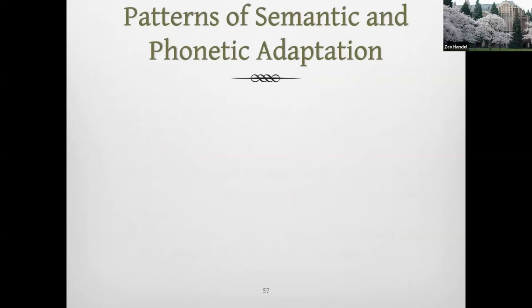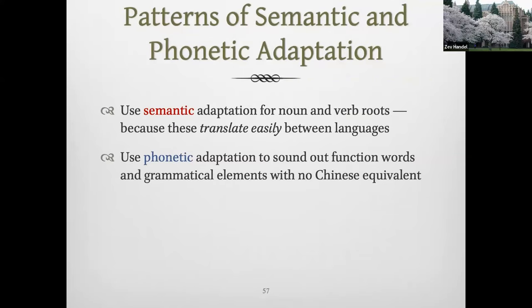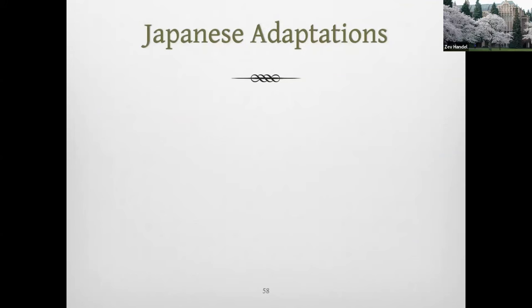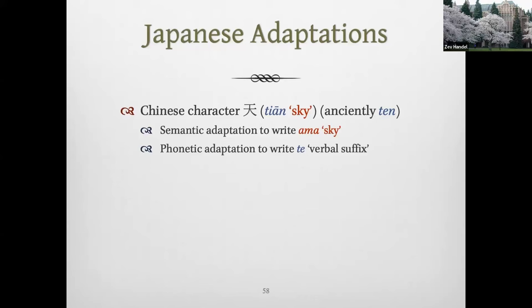Vietnamese is a little different, as I'll show you in a moment. Okay, so this is the basic mechanism, semantic adaptation and phonetic adaptation, but not random. Semantic adaptation for the more easily translatable roots and phonetic adaptation for the grammatical bits that are hard to translate. And of course, one character might be used semantically for one word in one sentence and phonetically for another word in another sentence. Like we used I to mean love sometimes and the pronoun I at other times. Okay, so let's actually look at early writing. First we're gonna look at some examples of this.